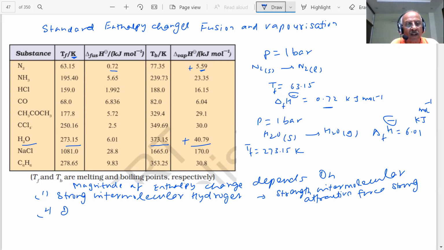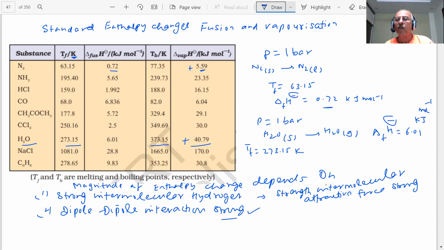Similarly, if there is a dipole interaction, if the dipole interaction is strong, what will happen? Again, the value will increase because you have to separate the molecules.